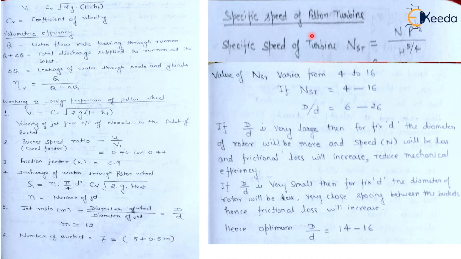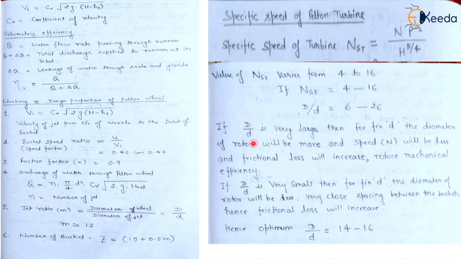Now what is the specific speed of a Pelton turbine? Specific speed of a Pelton turbine is N into square root of P divided by H raised to the power 5 by 4. The value of specific speed varies from 4 to 16. If the specific speed for a Pelton turbine is 4 to 16, then the ratio capital D by small d, that means the jet ratio, will be 6 to 26. This you have to remember directly. There is some derivation behind this which is not in your syllabus, that's why I'm giving the direct value.